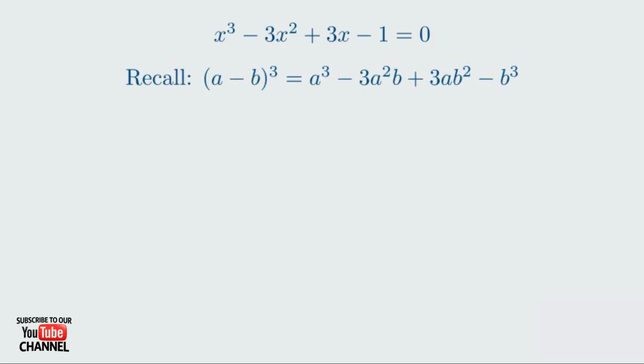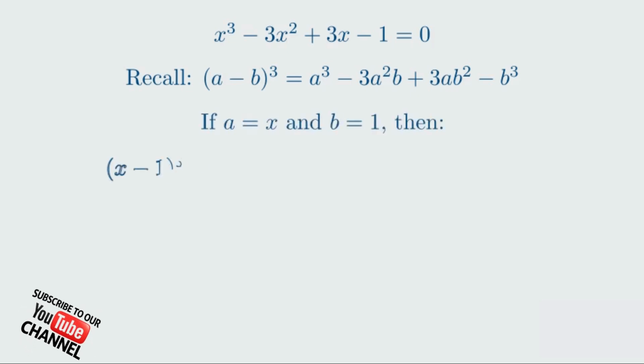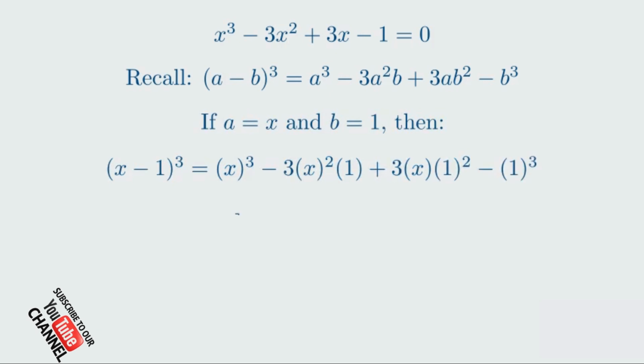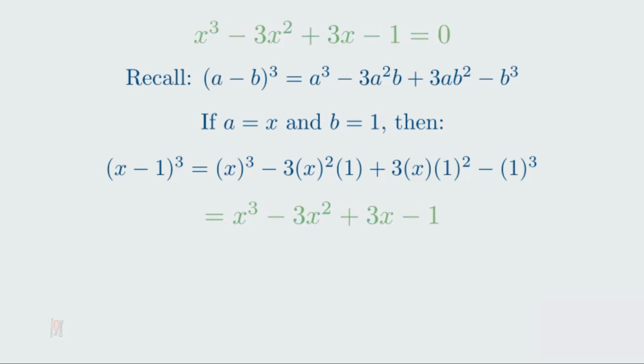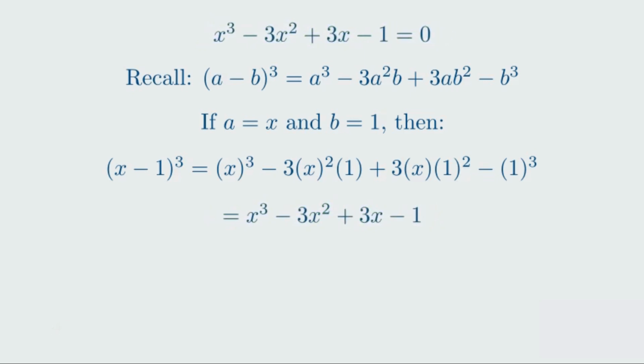Now let's compare this to our cubic polynomial. If we let a be x and b be 1, then x minus 1 cubed would be x cubed minus 3x squared times 1 plus 3x times 1 squared minus 1 cubed. This simplifies to x cubed minus 3x squared plus 3x minus 1. It's a perfect match. This cubic polynomial is a special type of structure. Specifically, it's the expansion of a binomial cubed.